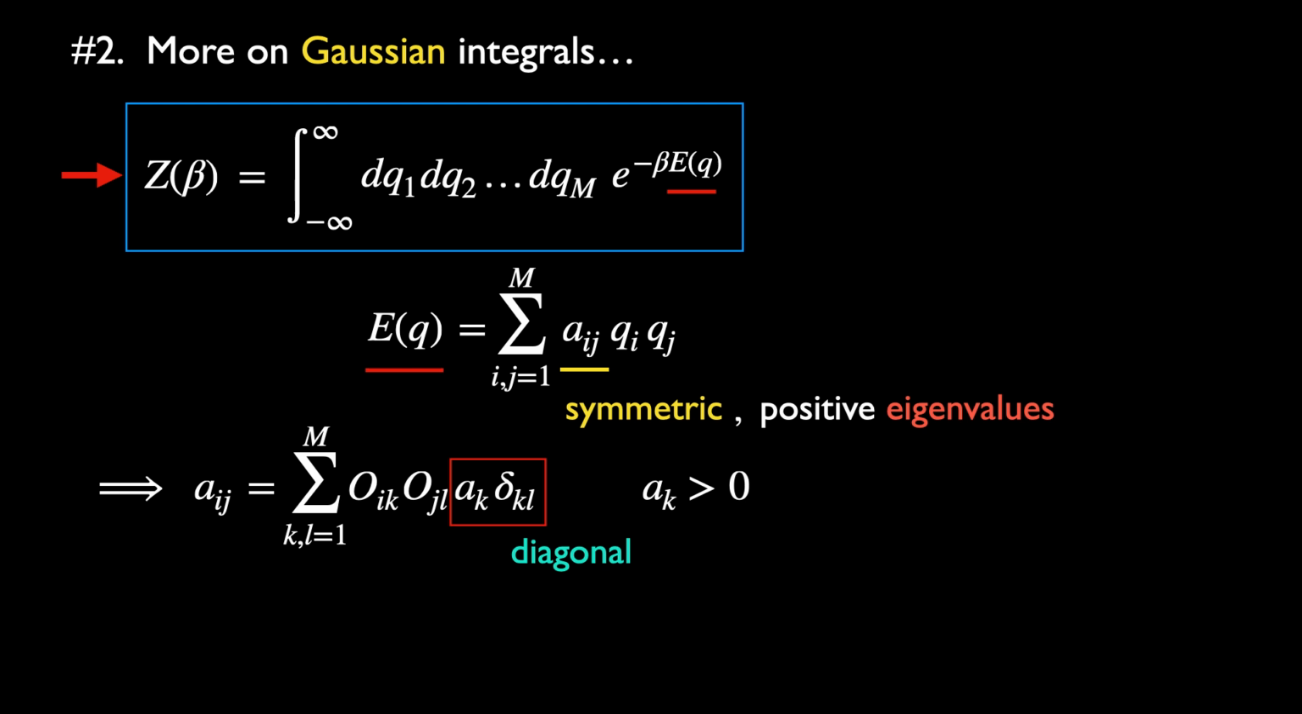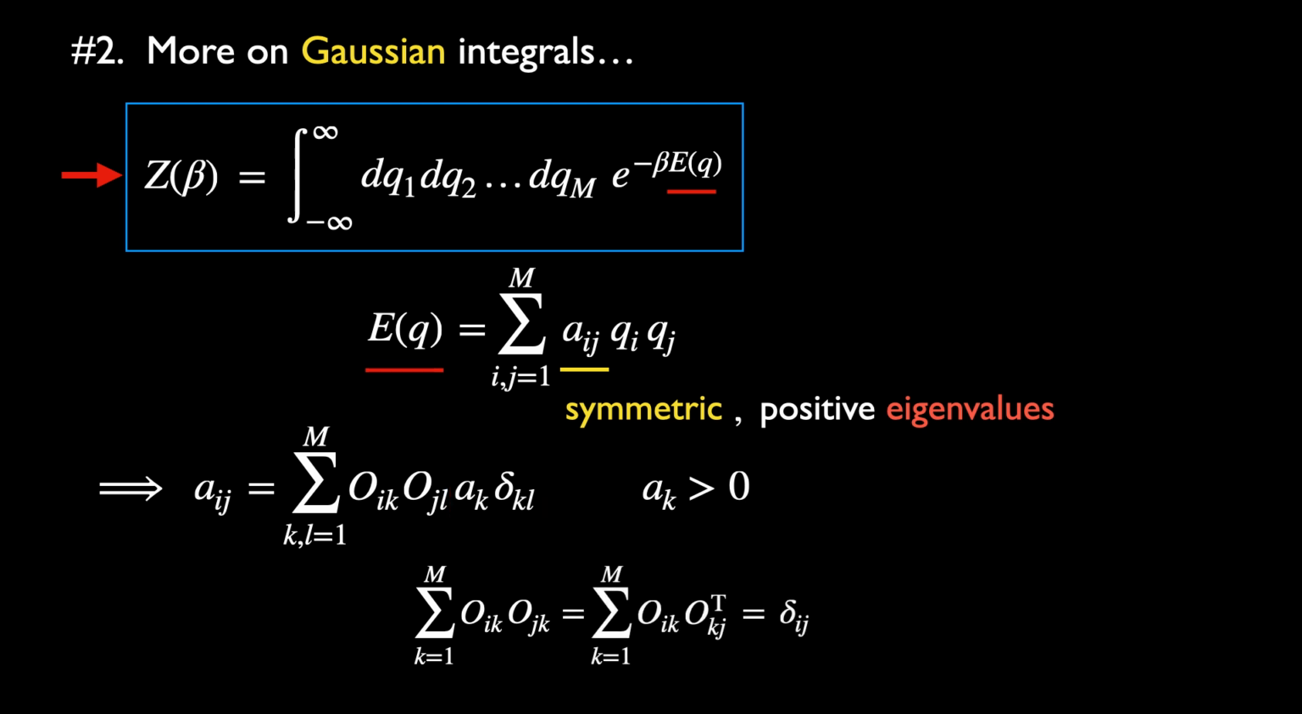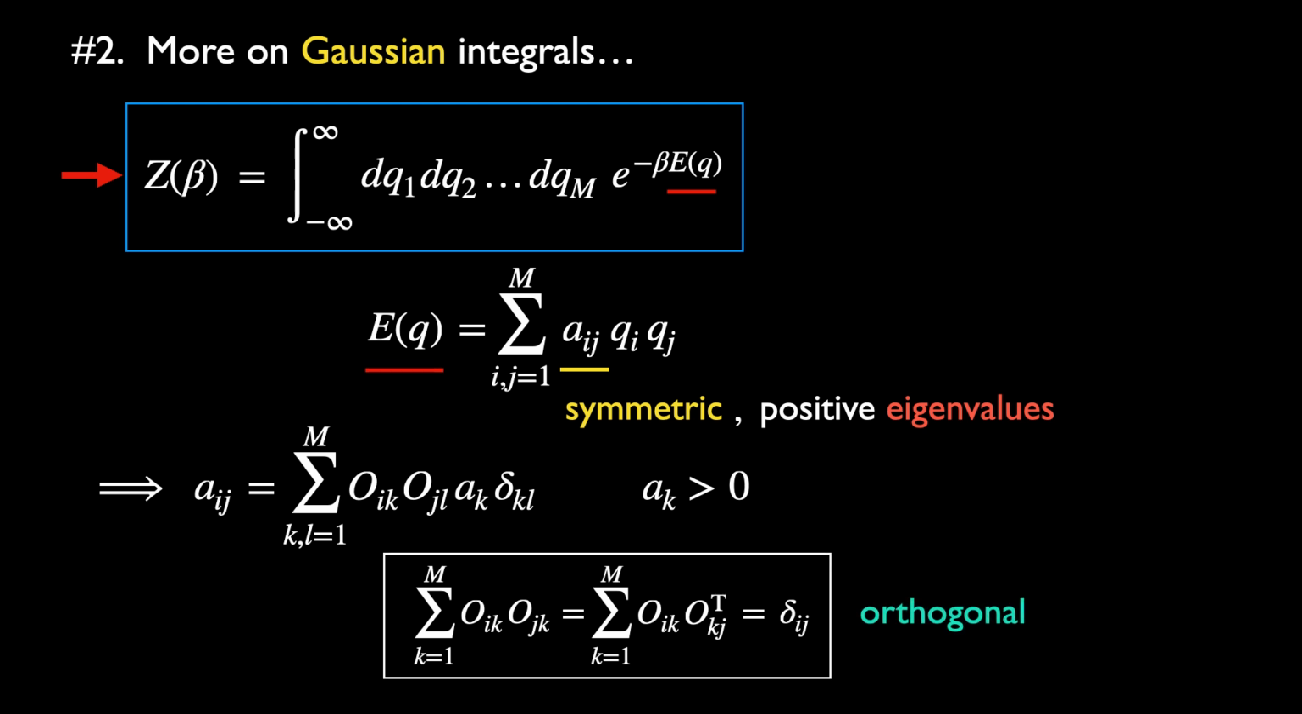The diagonal entries of this matrix are just the eigenvalues of matrix A. O has the property that contracting two of them by an index gives a Kronecker delta that carries the remaining indices. Or to write this in a more familiar form of matrix multiplication, O times O transpose gives the identity matrix, which means O is an orthogonal matrix. We say that the matrix A is diagonalized by O.